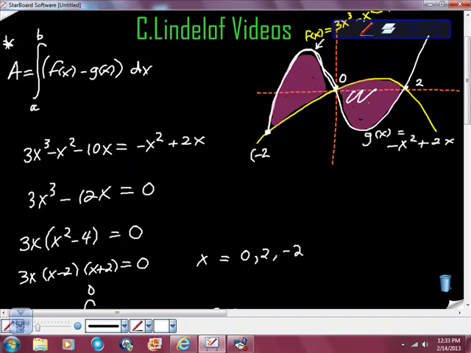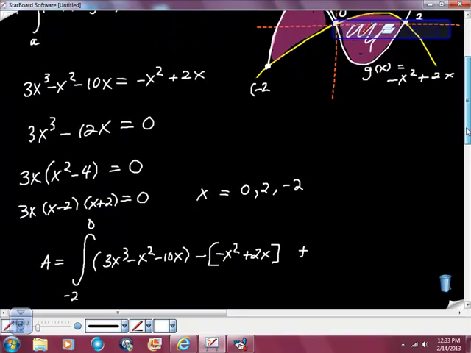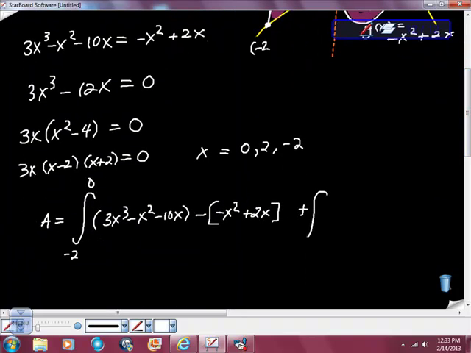Now we need to find this area over here. And in that area, the parabola is actually on top. The yellow parabola is on top. So I'm going to take that from 0 to positive 2, from 0 to positive 2 of g of x. And g of x, of course, was that negative x squared plus 2x, right? Minus f of x in this case, which is 3x cubed minus x squared minus 10x, right?